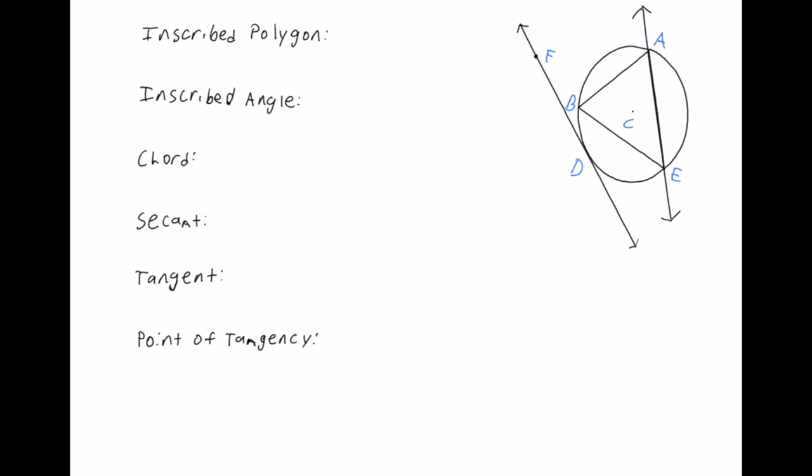Now for some more vocab. So an inscribed polygon. It's a polygon in which each vertex lies on the circle. So in this picture we have a triangle, triangle ABE. C is the center, and that's all there is about it. We name it as if we would name any other triangle. Triangle ABE.